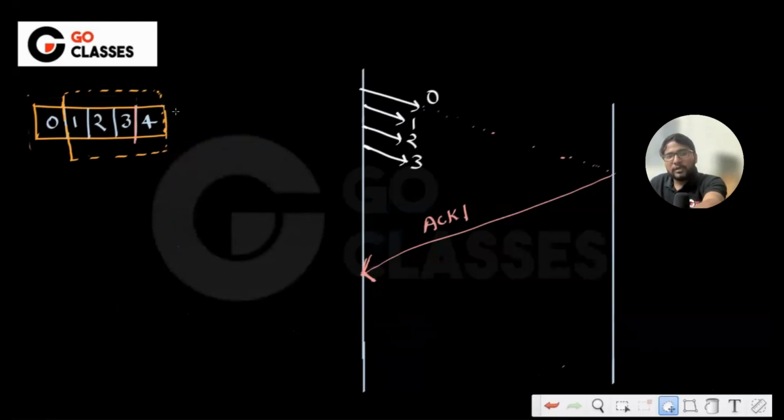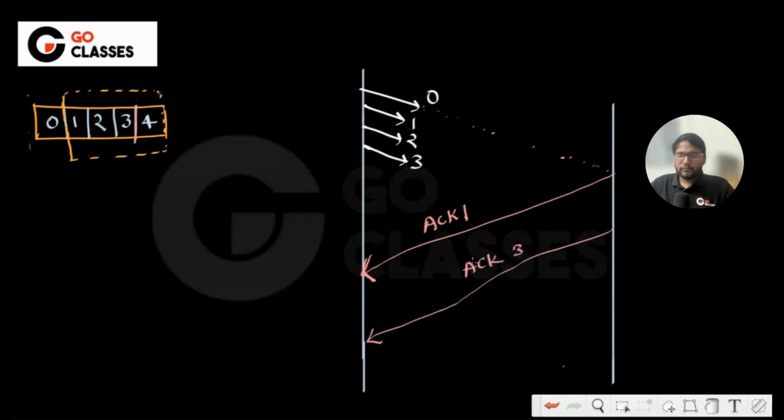So this window got shifted. Now suppose that after some time, I get the acknowledgement ACK 3. Can you tell me where the window will be now? What is the starting point of the window? If I'm getting ACK 3, it means I have got everything till 2. So what will be the starting point of the window, 3 or 4? 3, right? I have got everything till 2.